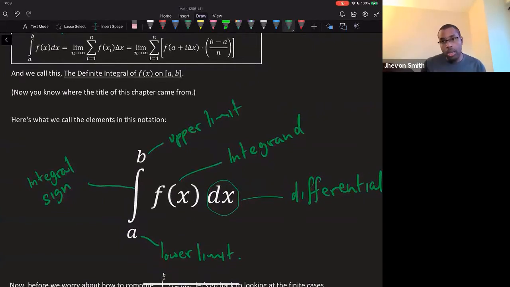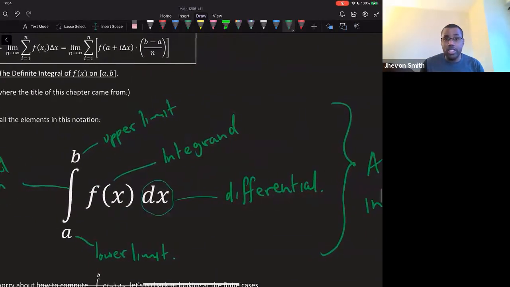The a is the lower limit, the left side of your interval. The b is called the upper limit, the right side of your interval. The function is called the integrand. Just like you're doing the integral of something, it's called the integrand. Kind of in the same sense, like if I'm dividing something, it's called the dividend. It's that same nomenclature.